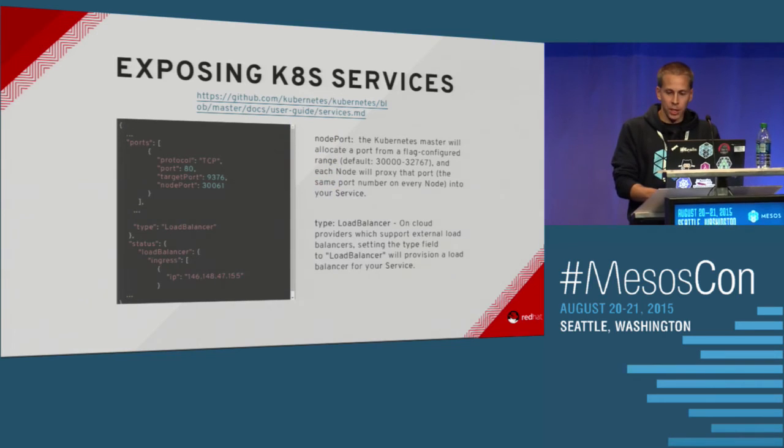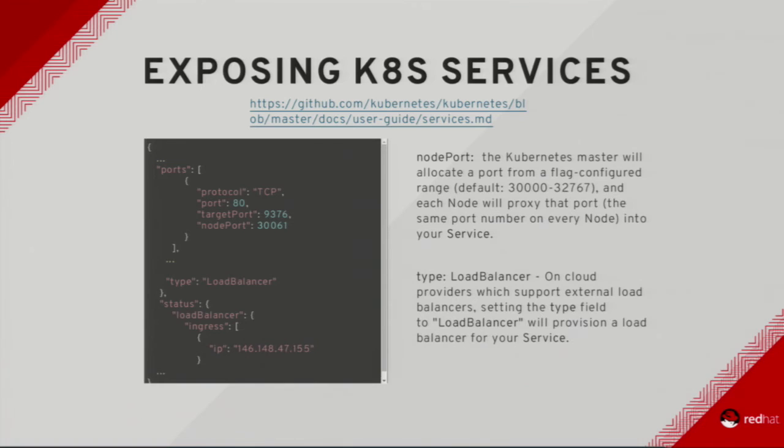So what happens when I wanna expose a service in Kubernetes? There are two primary methods to expose that service in Kubernetes. If you're on a cloud provider, they have a load balancer construct that you can create. It has several parameters you can specify. On cloud providers which support external load balancers, setting the type field to load balancer will provision a load balancer for your service. On non-cloud-based services, you can specify node port.